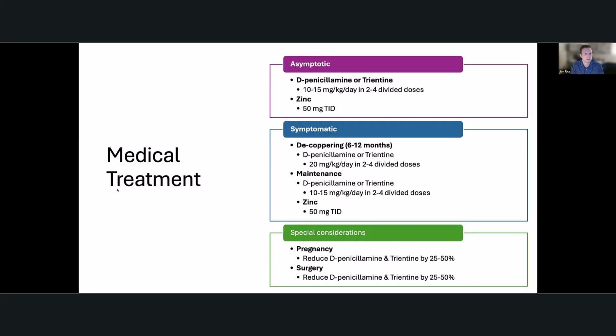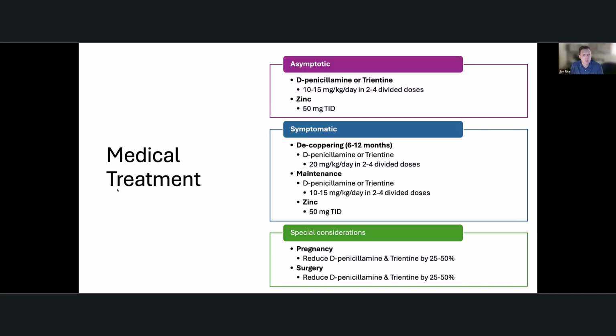And so medical treatment here for asymptomatic patients, you can use D-penicillamine or trientine, or you could consider starting with zinc. In truly asymptomatic patients, these are usually patients that are identified as siblings, and so you can usually start a lower dose of these medications and divided dose. It's weight-based, or just start with zinc.